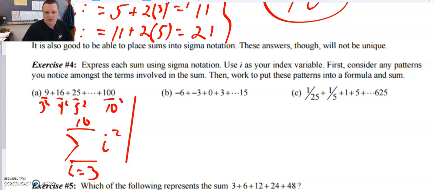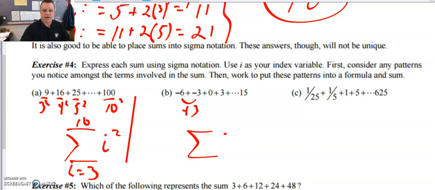Okay? Now, this one here, what's happening here? Okay, -6, -3, 0, 3, and so on, up to 15. So what it looks like from here to here, to get from -6 to -3, I have to add 3. Okay, so I have my summation. Now, again, the summation will start and end however you want it to, depending on what your expression is.